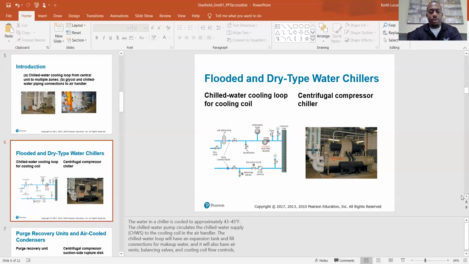Flooded and dry type water chillers. The water in a chiller is cooled to approximately 43 to 45 degrees Fahrenheit. The chilled water pump circulates the chilled water supply to the cooling coil in the air handler. The chilled water loop will have an expansion tank and fill connections for makeup water, and it will have air vents, balancing valves, and cooling coil flow control.